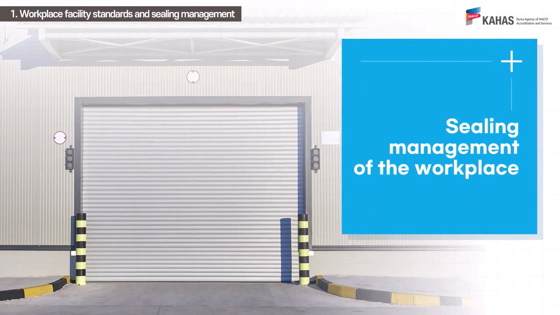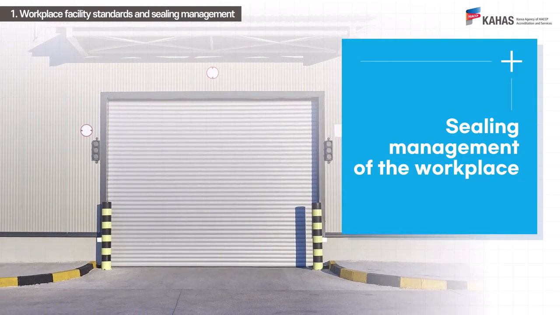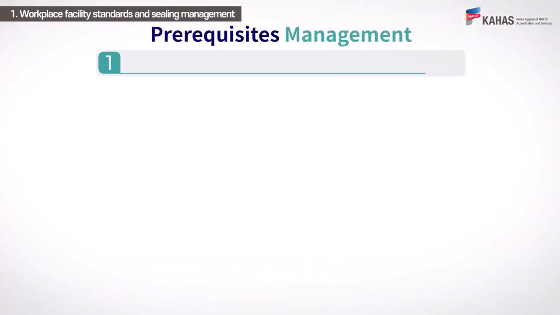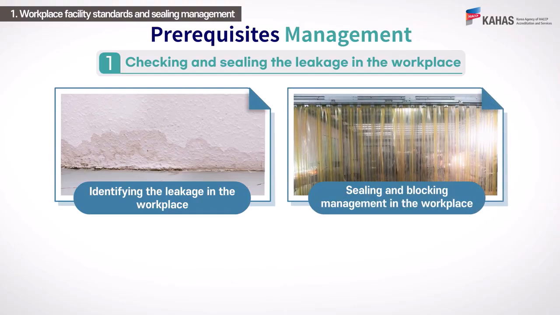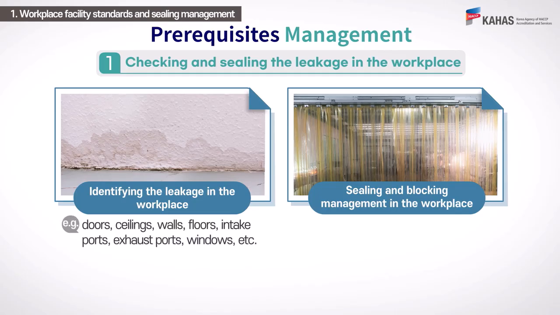Next, we will learn about the sealing management of the workplace. The workplace shall be constructed with complete sealability to prevent leaks, external contaminants, or pests, rodents, etc. All locations of potential entry points in the workplace, including doors, ceilings, walls, floors, intake ports, exhaust ports, windows, etc., should be identified, and the sealing management should be thoroughly carried out for each location.